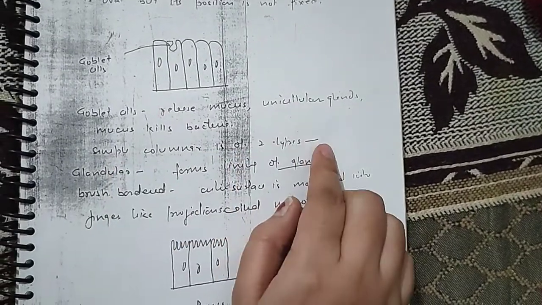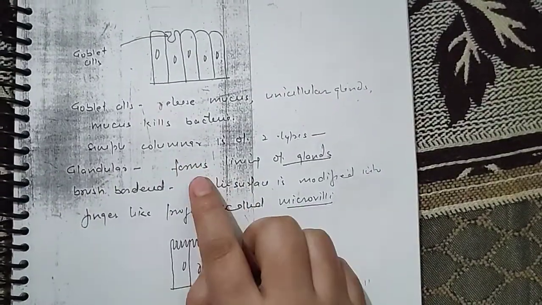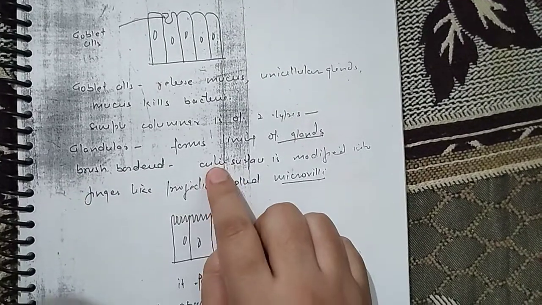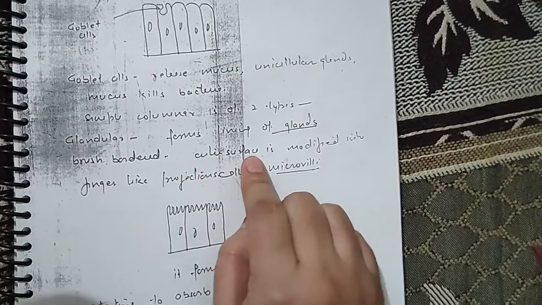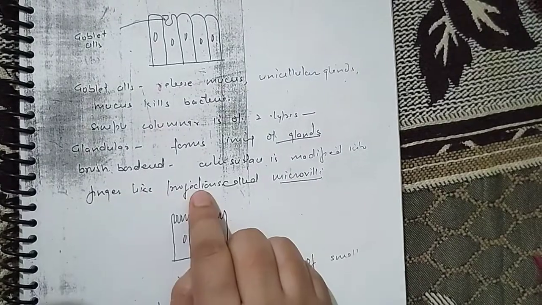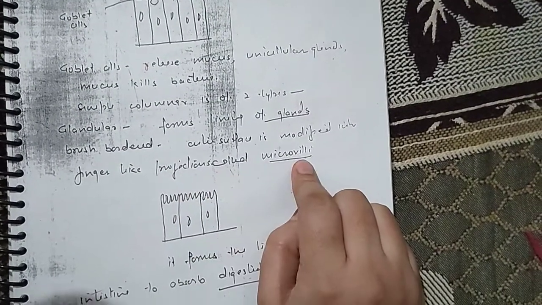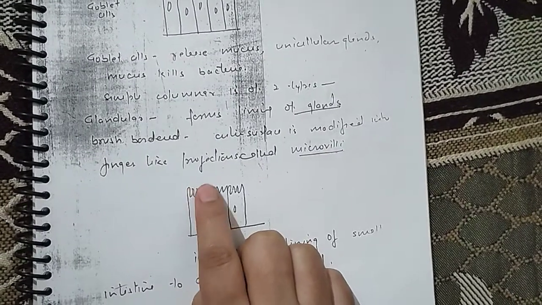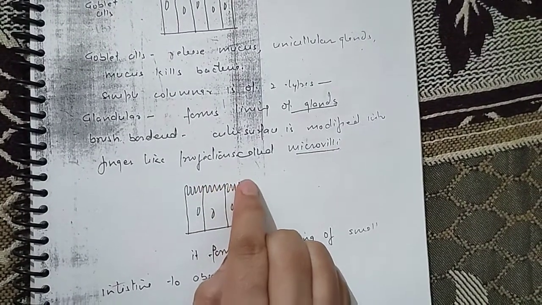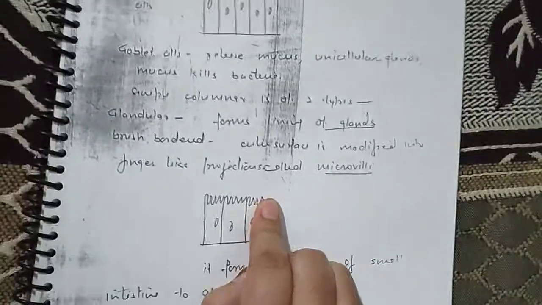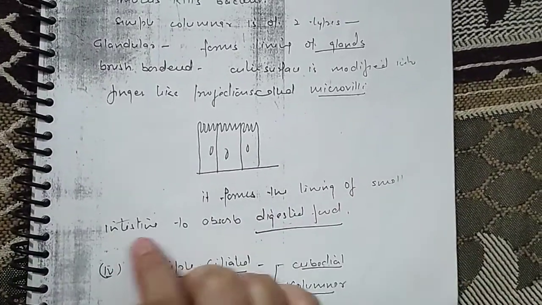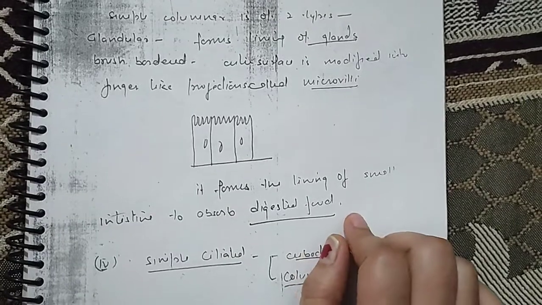Simple columnar is of 2 types: glandular, which forms the lining of glands, and brush bordered. In brush bordered, the outer surface is modified into finger-like projections called microvilli. Here you can see these projections. These are microvilli. So these are brush bordered. It forms the lining of the small intestine to absorb digested food.